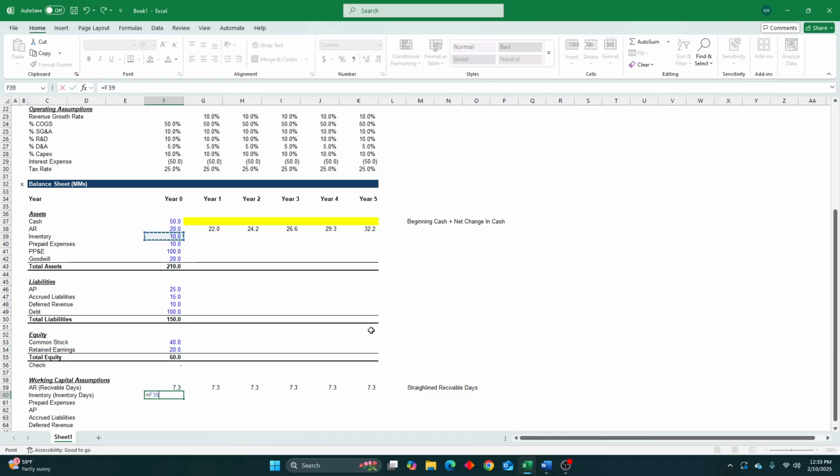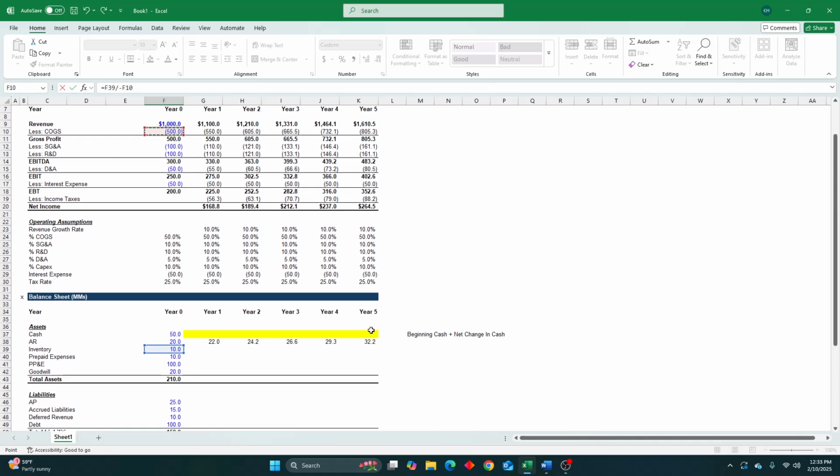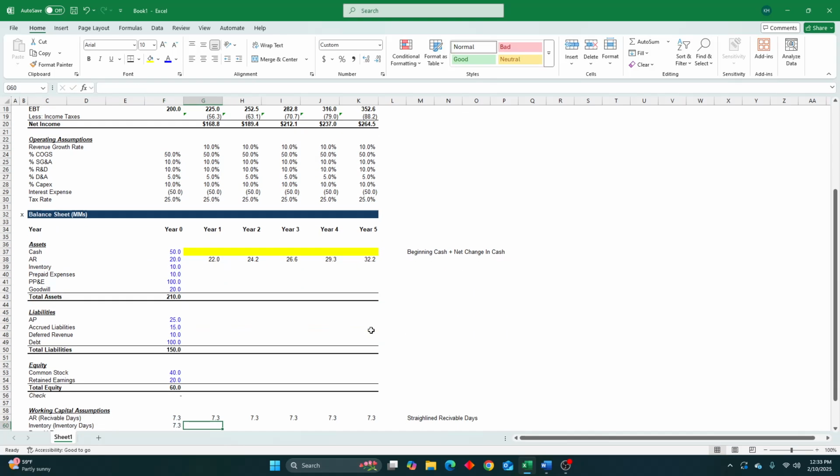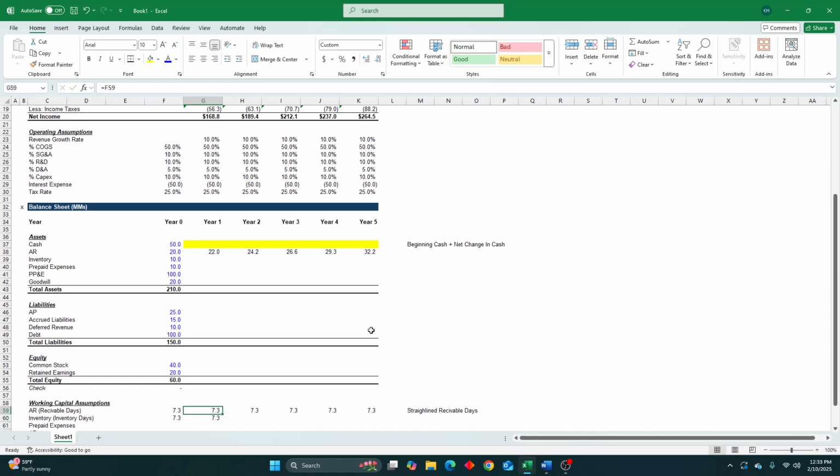So we'll take our inventory of 10 divided by our COGS. And I'm putting a negative sign here because I put my COGS in as negative up here, and I want a positive days amount for our inventory days. And then we'll multiply this by 365. That'll get us 7.3. So then we'll do this. We'll project it forward, assuming it'll stay the same. And then this will be straight lined inventory days.